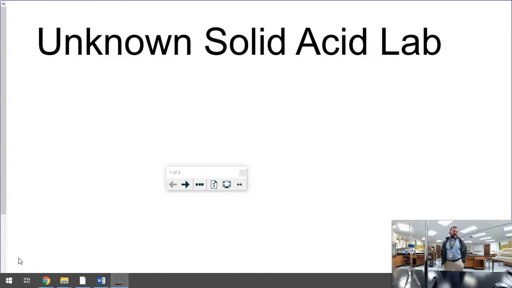Today I'm going to be running through a solid acid lab, an unknown solid acid lab is what I've titled it. In order to run this, I am going to be running a titration. I think you can maybe see it off to the side here. I have a burette and a ring stand set up, and I'll be running a titration on a couple of solid acids. These solid acids are listed in my presentation, okay?